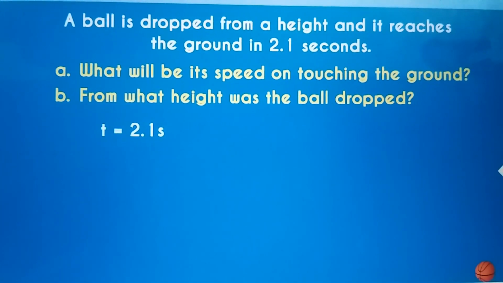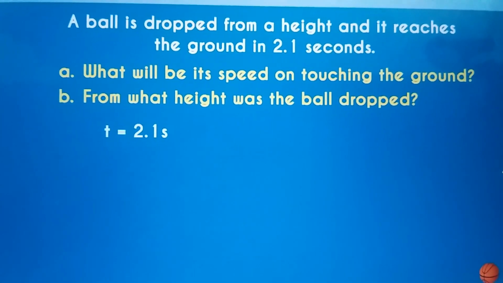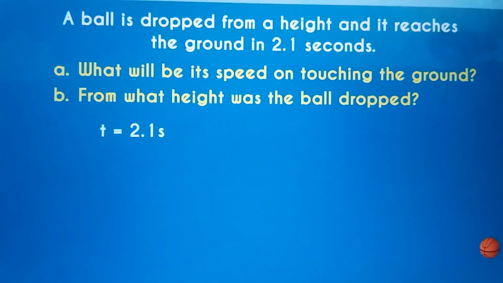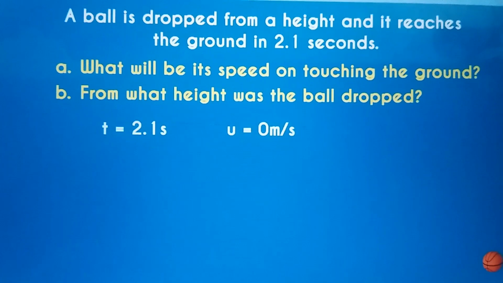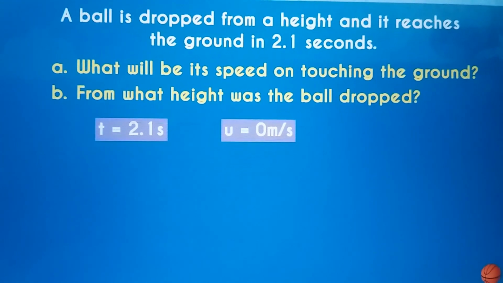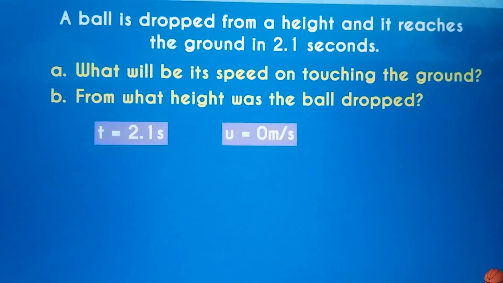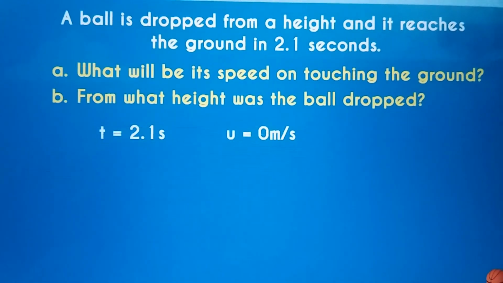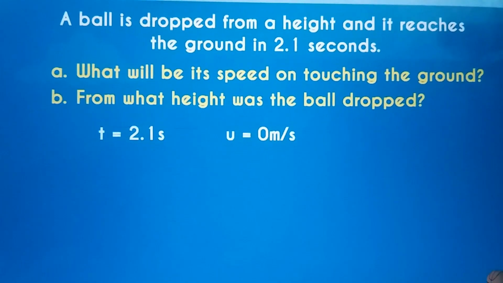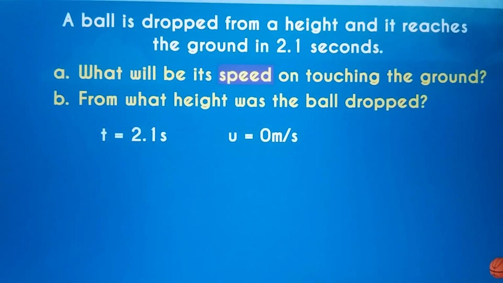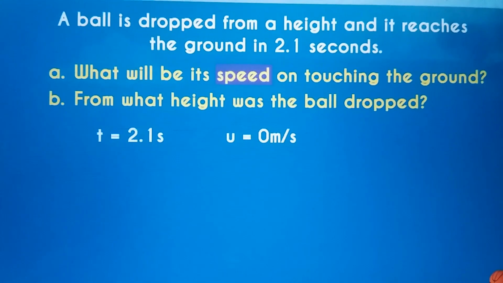Is there any other data we've been provided with? Indirectly, yes. As it's dropped from a height, the initial velocity u will be 0. These are the two things we've been given: the time t and the initial velocity of the ball u. Coming to the questions, what will be its speed on touching the ground? When the ball just touches the ground, what will be its speed?